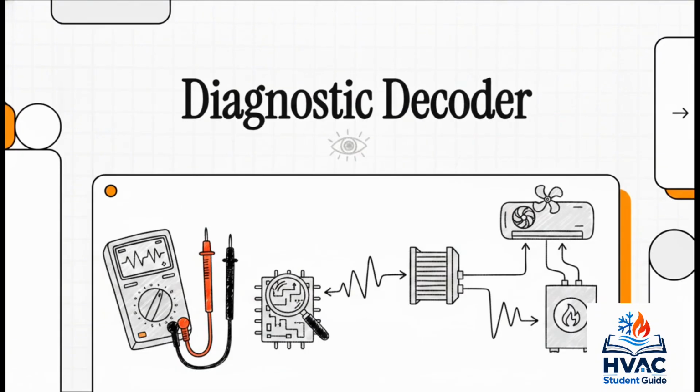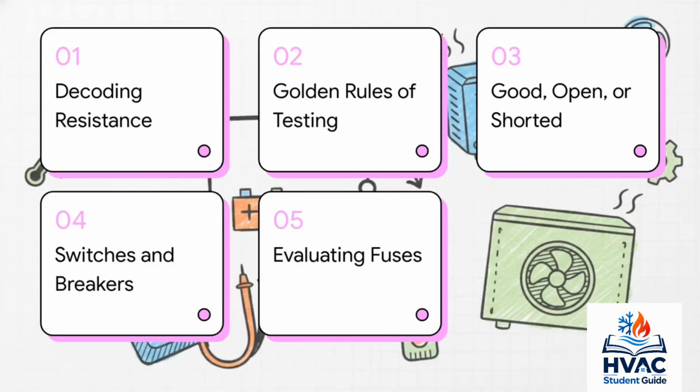Our main goal here is to take those digital meter readouts, specifically those tricky resistance and continuity numbers, and translate them into the actual physical realities happening inside your HVAC or electrical systems. Here is our game plan for today. First, we'll decode multimeter resistance readings. Second, the golden rules of testing. Third, checking loads to see if they're good, open, or shorted. Fourth, testing switches and breakers. And finally, evaluating protection fuses.